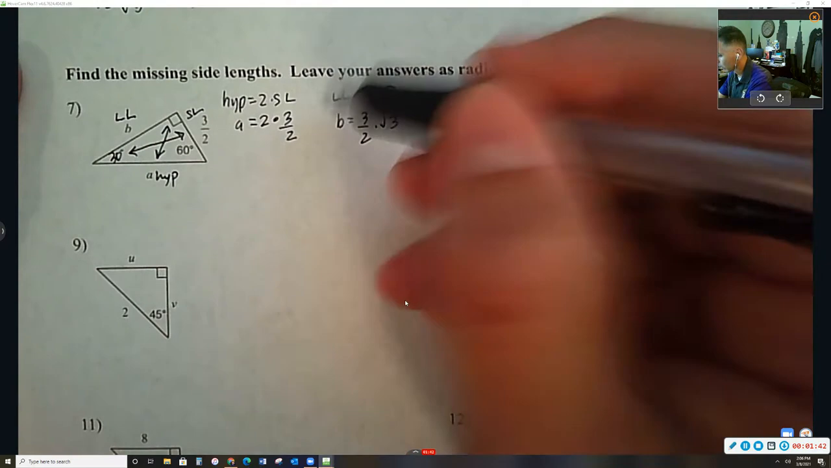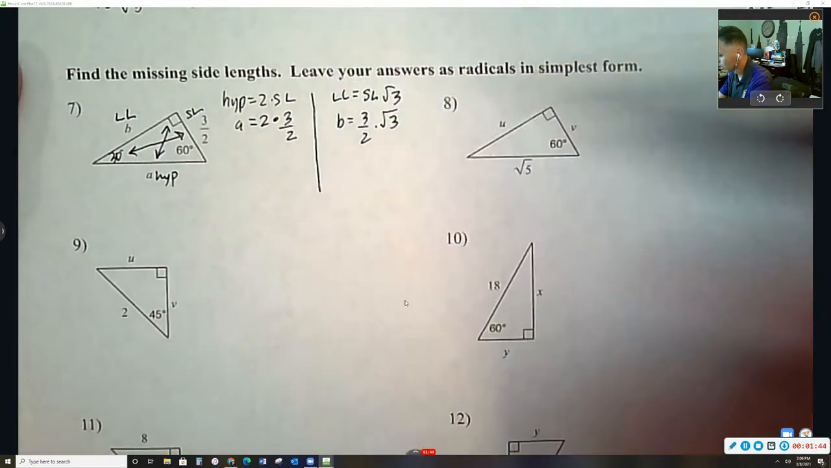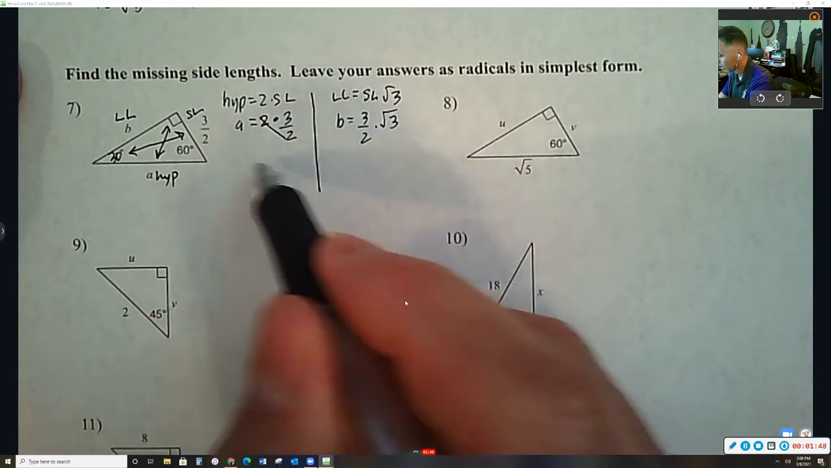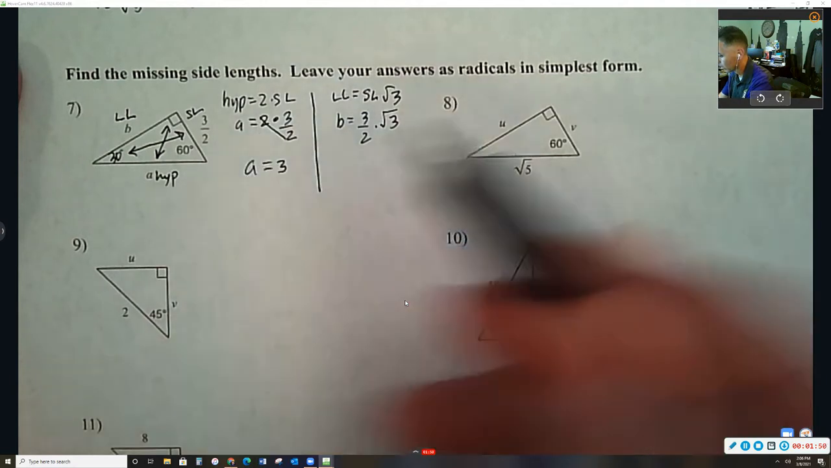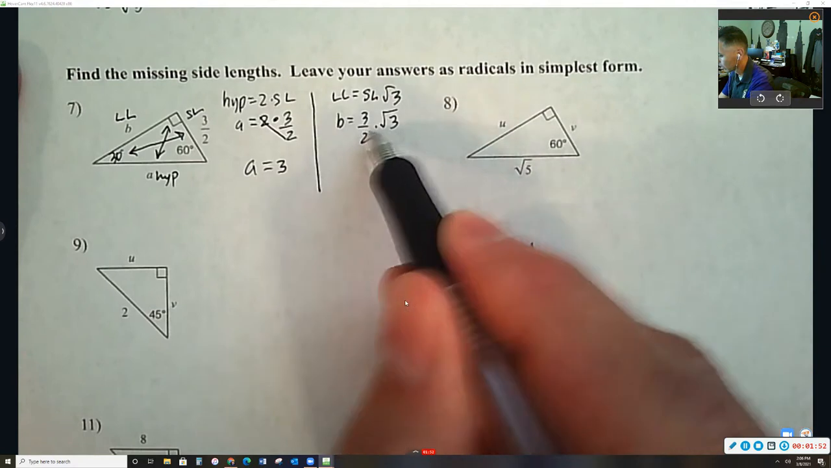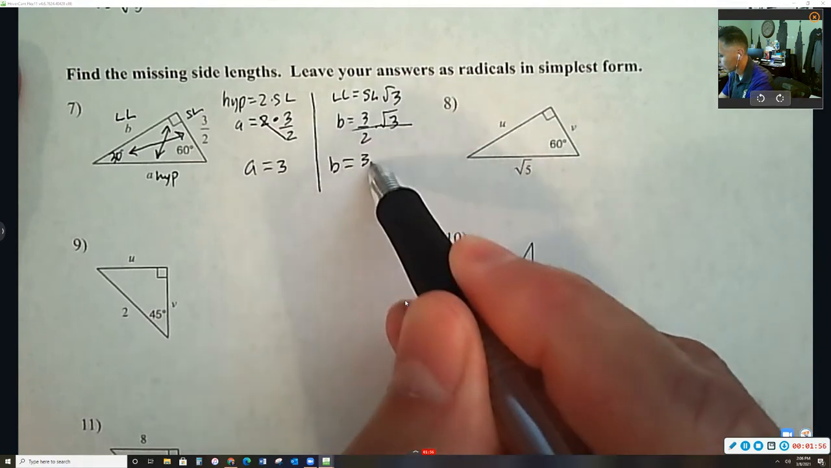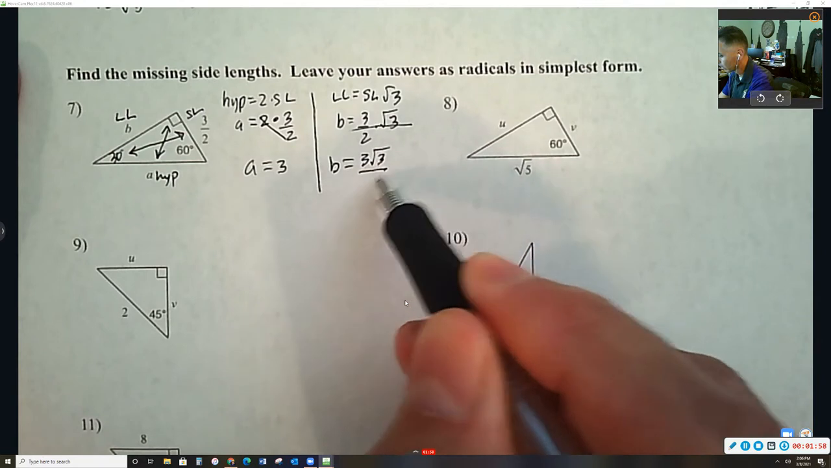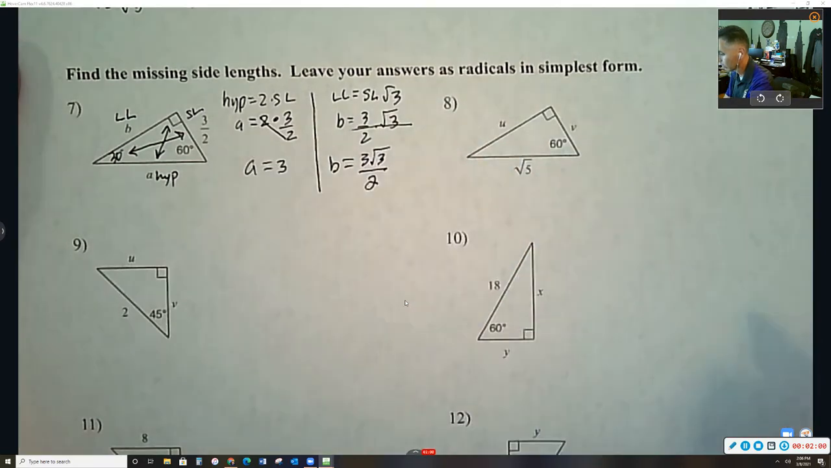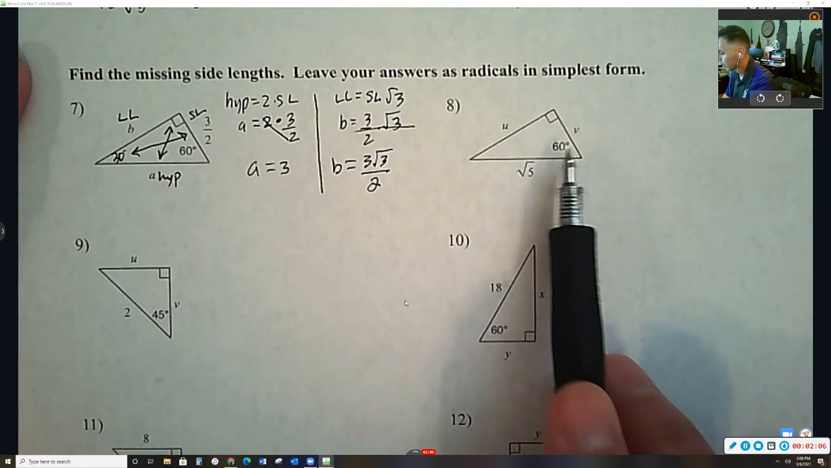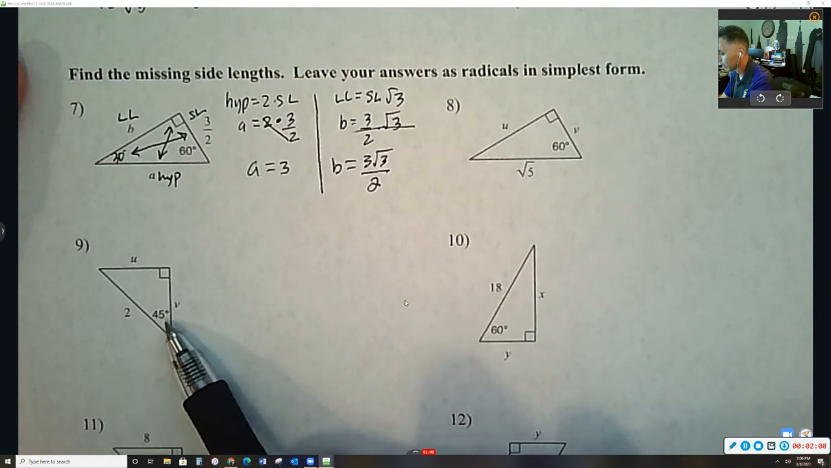And then I'm going to simplify these two sides. It's pretty straightforward. You have a 2 on top, 2 on the bottom. Those cancel. You're left with A equals 3. Here, think of this as the numerator and the denominator. In the numerator, you have 3 square root of 3. In the denominator, you have 2. And that's it.